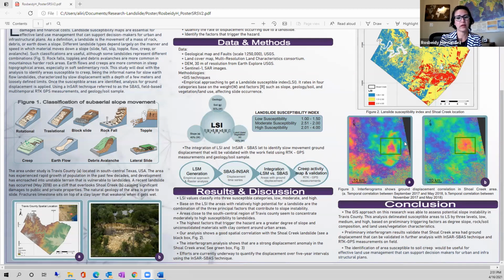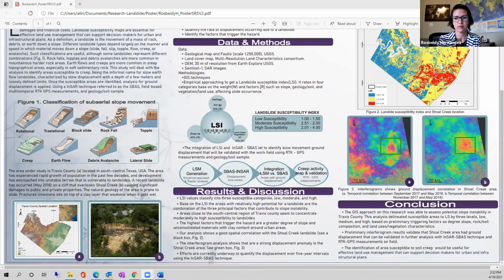And finally, the identification of areas susceptible to soil creep will be useful for effective landslide management that can support the decision makers for urban and infrastructure plans. So that's it. That's my presentation of my poster.